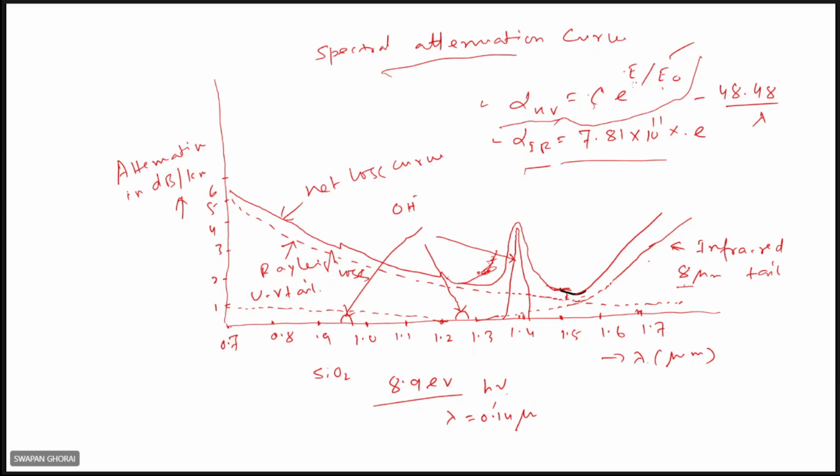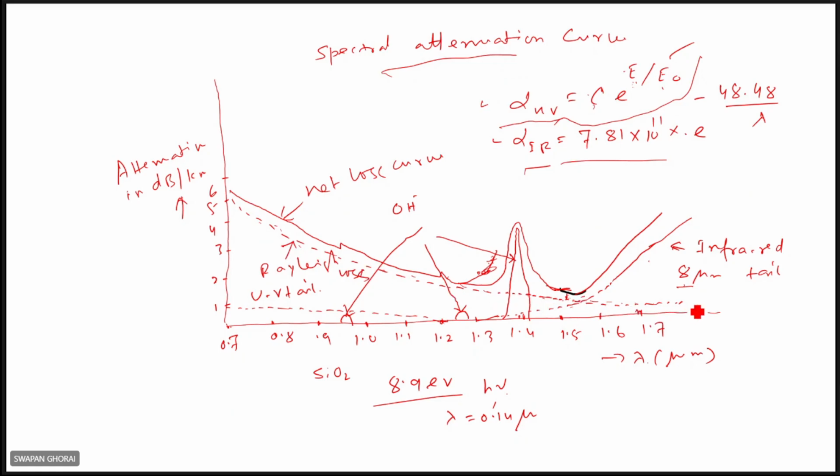One thing I have forgotten to mention: if you see the spectral attenuation curve, the minimum loss occurs at 1550 nanometer, where the infrared tail intersects the Rayleigh curve. This dotted one is the Rayleigh scattering curve, the Rayleigh scattering loss. Oh, okay, this I had forgotten to mention. Rayleigh scattering.